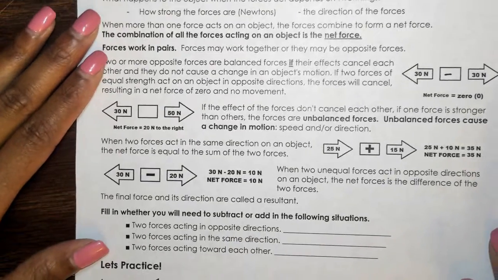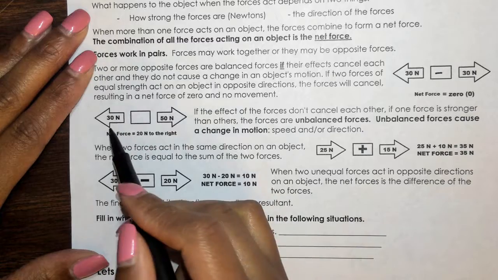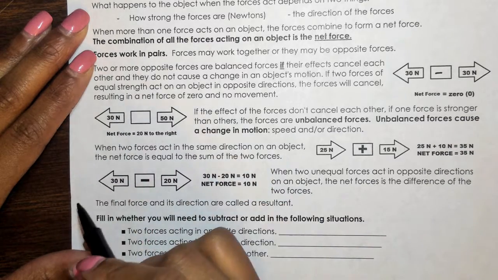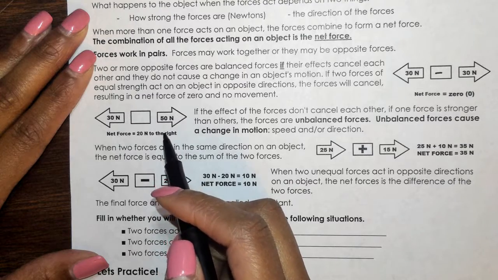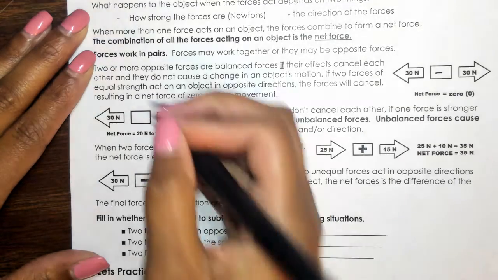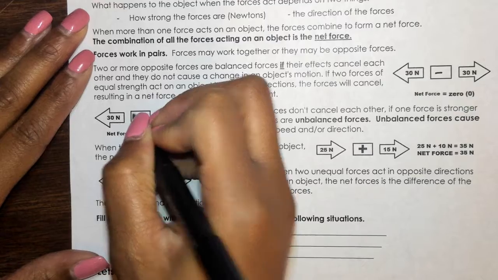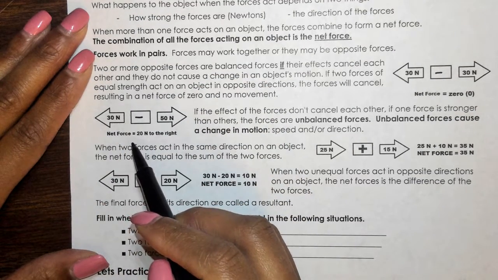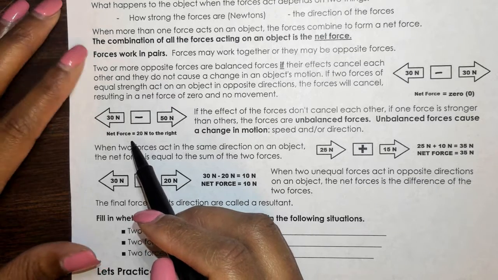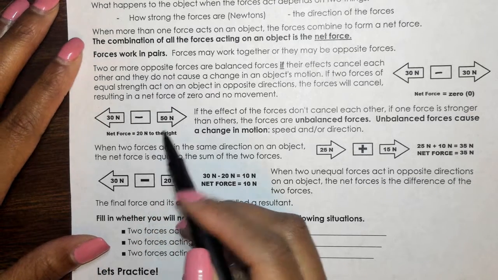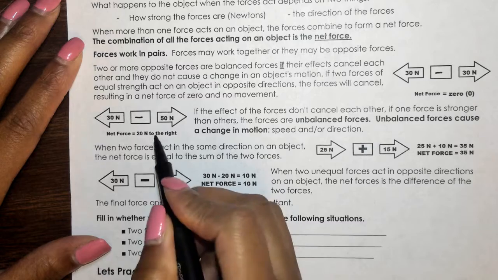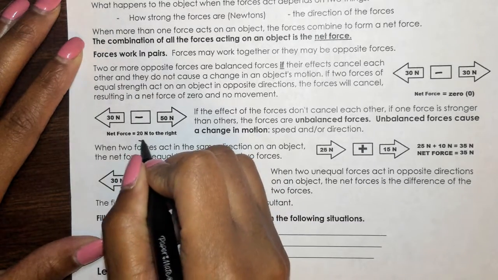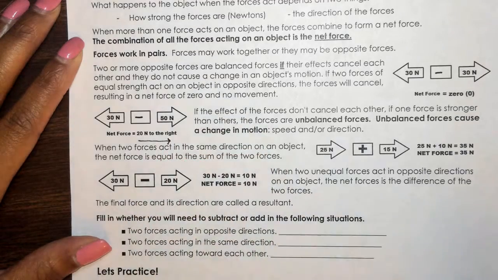So here is our next example. 30 newtons to the left and 50 newtons to the right. Alright, so the first thing that we determine is that these forces are opposite, therefore we have to subtract. 50 minus 30 is 20 newtons, and how do you know which direction it's going to go? It's going to go in the direction that has the strongest force. So this is going to go 20 newtons to the right in this direction.